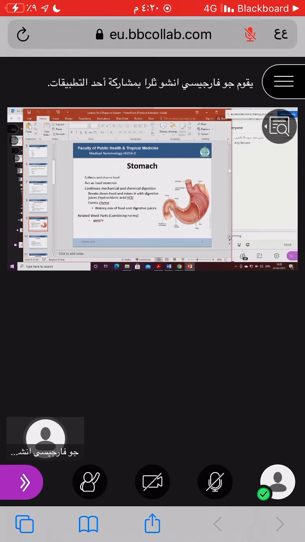Stomach: you should study which acid forms part of the stomach, which acid is part of the stomach digestive system, which is the acid which is part of the gastric juice. It's given here, hydrochloric acid is part of the gastric juice.